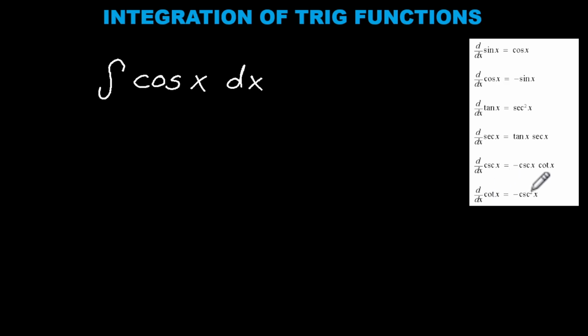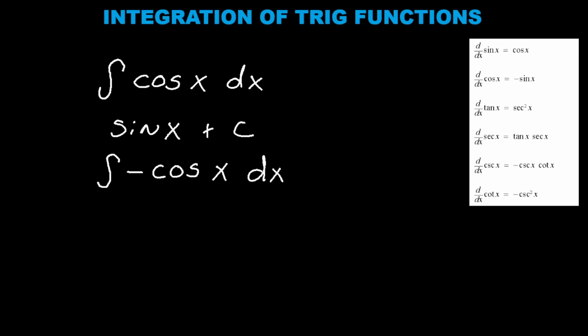minus cosecant squared. My video on how to find the derivatives of these trig functions and how they're derived is linked at the end of this video. So if I'm asked to integrate cosine x dx, it's asking to reverse this from when you took the derivative, and I see that cosine x is the derivative of sine x, so reversing this is simply sine x plus c.